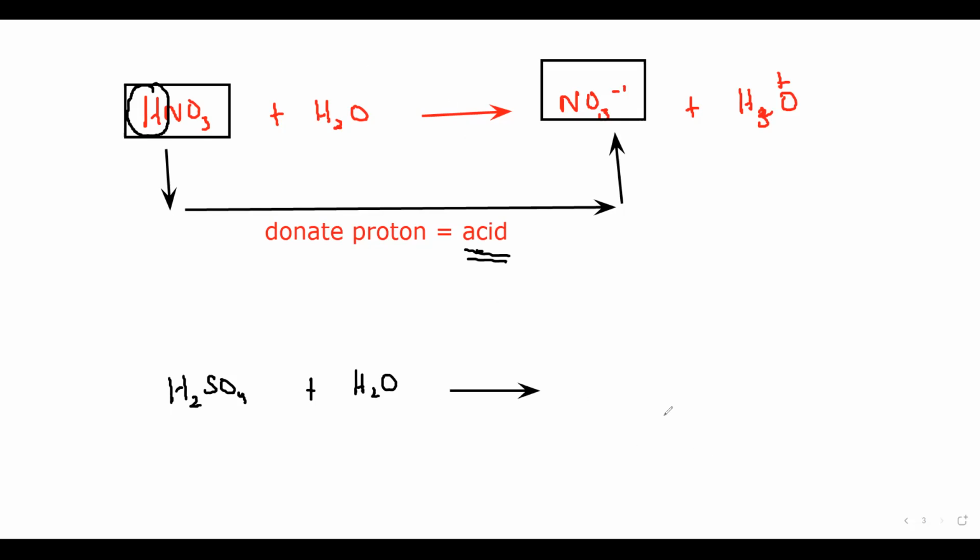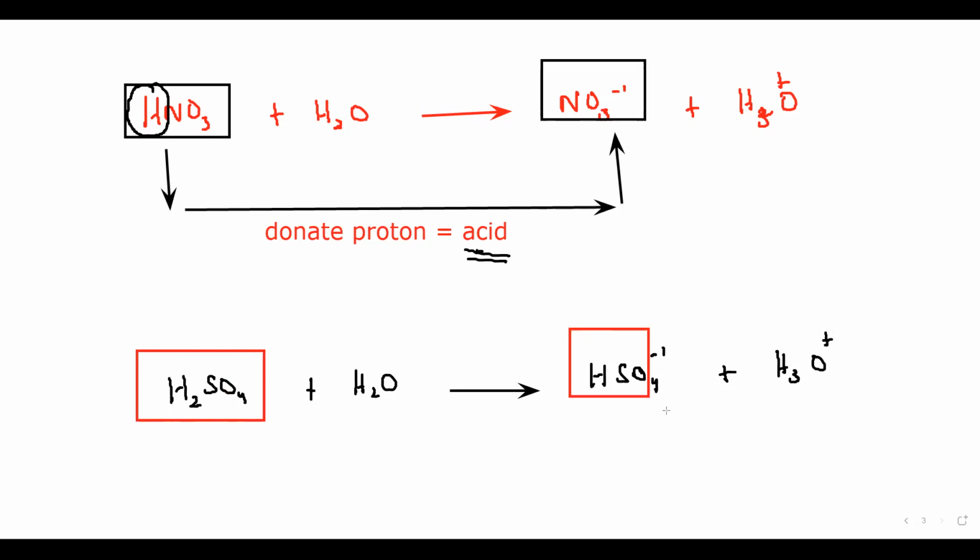When it reacts, it turns into HSO4 minus and H3O plus. We want to identify in the question which one is an acid. So how to identify which substance is acid? We have to check the substance before and after the reaction. Before the reaction, it had 2 hydrogens. After the reaction, it has 1 hydrogen. So what is this substance? Is this the acid?